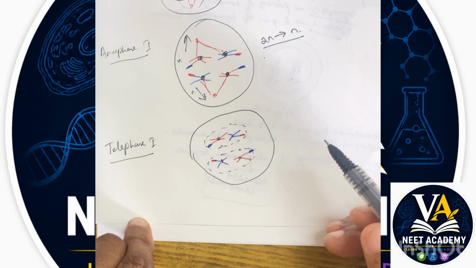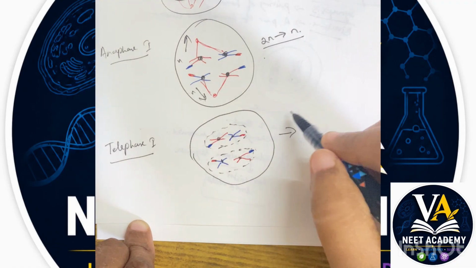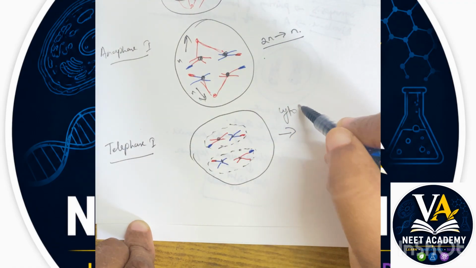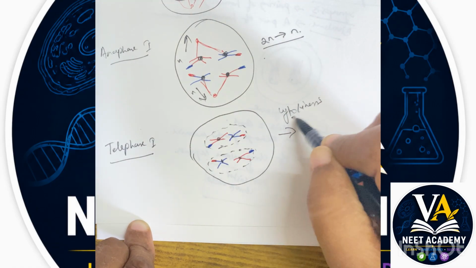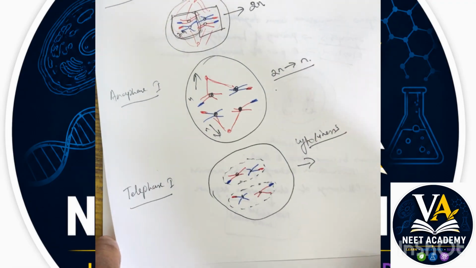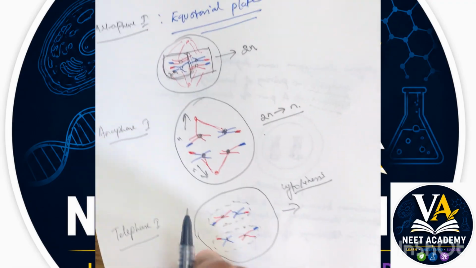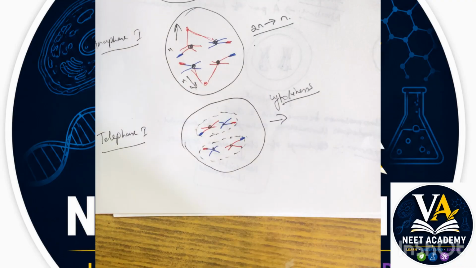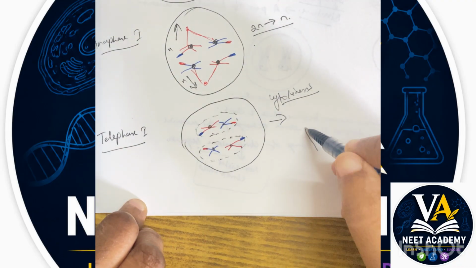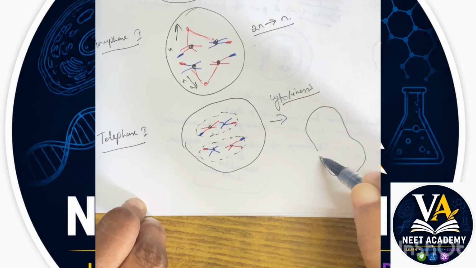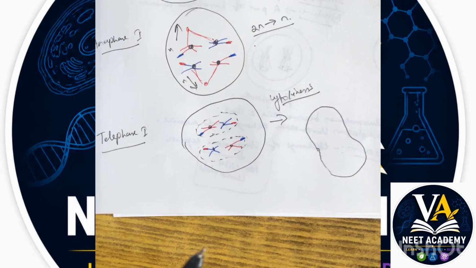So after this, the stage which follows is cytokinesis. As all of you know, cytokinesis is nothing but the division of cytoplasm. So cytoplasm division forms. So what will happen?